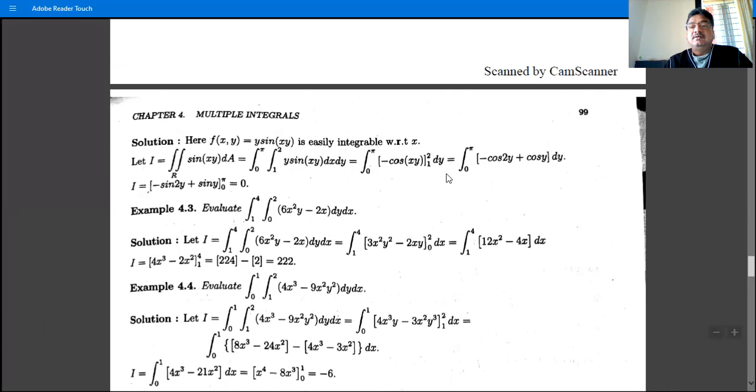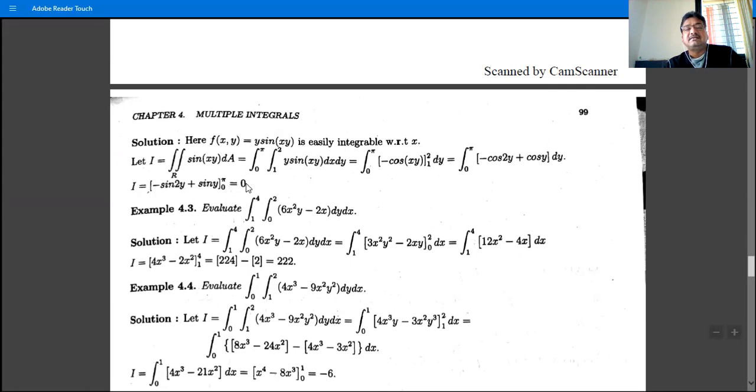The upper limit minus lower limit value is this, and then its integration with respect to y: the integration of cos 2y is sin 2y divided by 2, right? The minus sign stays as it is. So minus sin 2y divided by 2, and then the integration of cos y is plus sin y, from 0 to pi. Then the value at the upper limit minus the value at the lower limit.